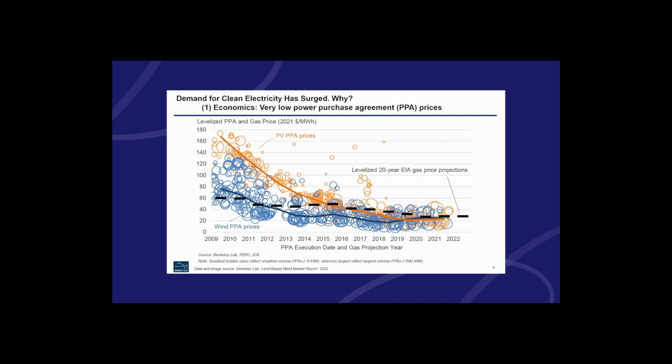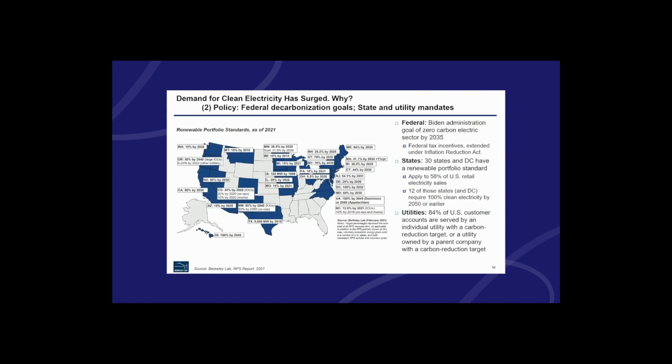So amazingly, back in around 2011, 2012, we saw wind power purchase agreements at prices lower than the cost of operating a natural gas power plant, and they've remained below. And then solar also recently decreased to below the average cost of operating a gas power plant. So just from a simple economic standpoint, it makes sense to be deploying more wind and solar. The other driver, of course, is policy.